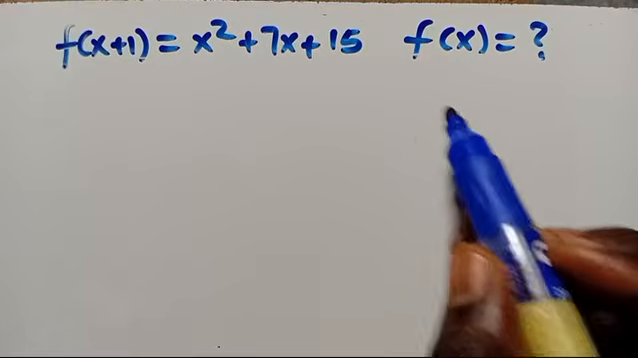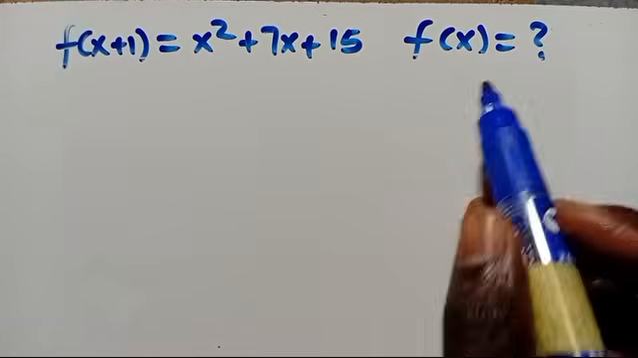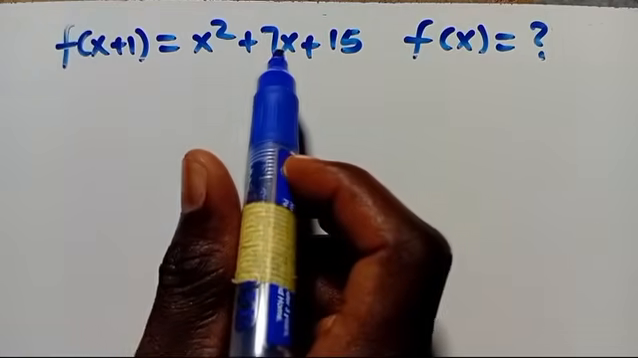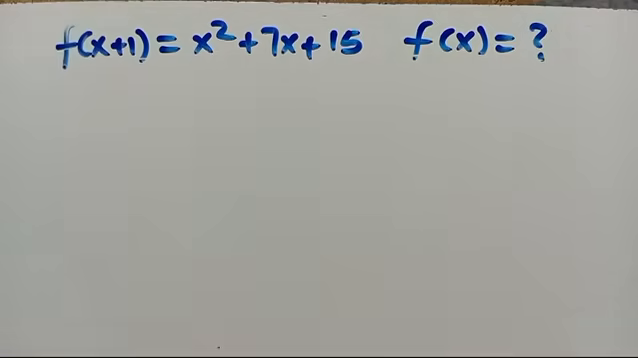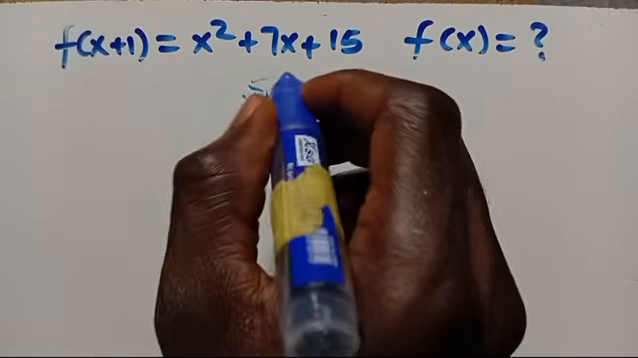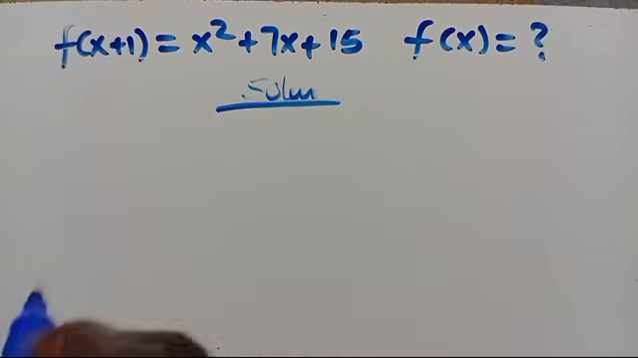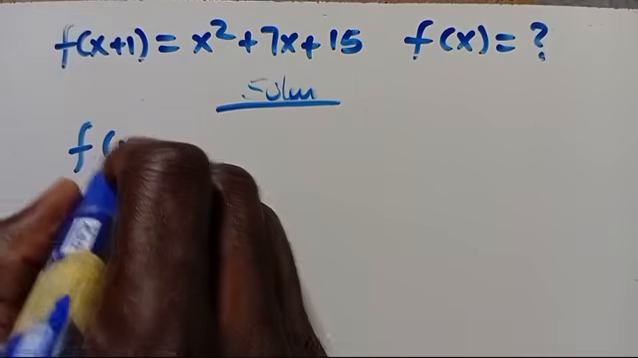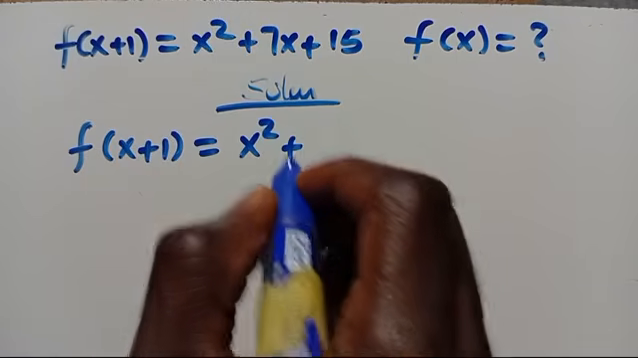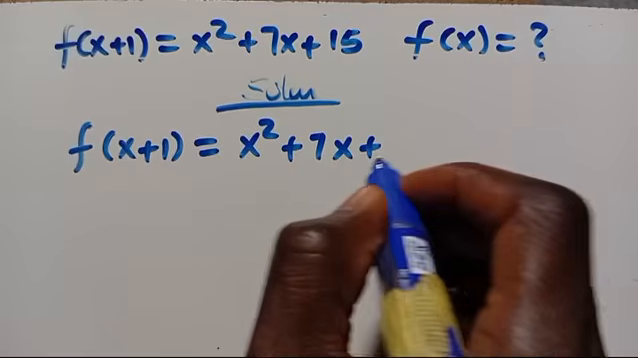Hi, what is the value of f of x, given that you have the function f of x plus 1 equals x squared plus 7x plus 15? Then let's see how to do it. First of all, let's have it be the solution. We have f of x plus 1 equals x squared plus 7x plus 15.